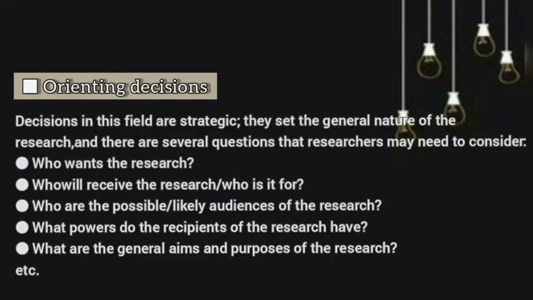The first is orienting decision. Decisions in this field are strategic. They set the general nature of the research, and there are several questions that researchers may need to consider. For example, who wants the research? Who will receive the research, or who is it for? Who are the possible or likely audiences of the research? And then, what powers do the recipients of the research have? And what are the general aims and purpose of the research, and so on.